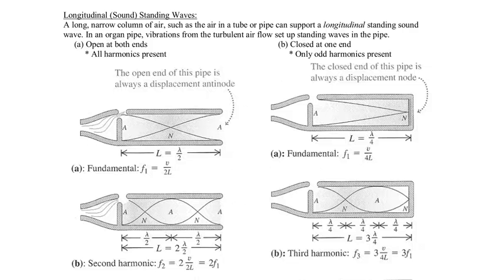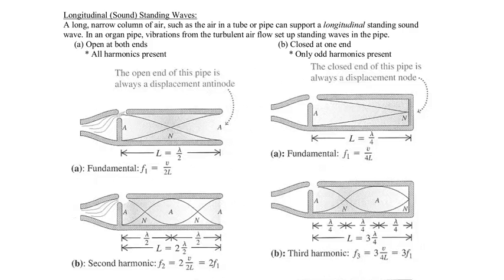Earlier, we just learned about standing waves in strings. Well, we can get standing waves in other types of waves, like sound waves. We'll look at standing waves in long, narrow columns of air, which produce longitudinal standing waves. Standing waves in sound are a little bit trickier to visualize than standing waves in string waves.